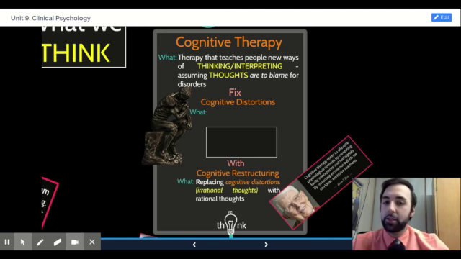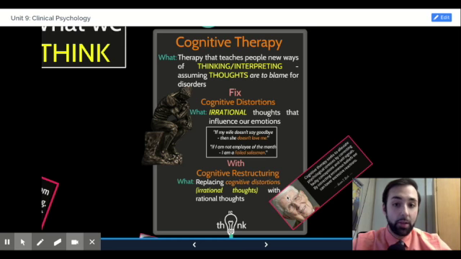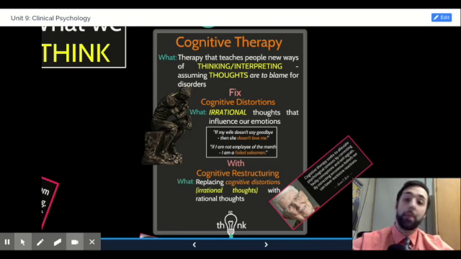Essentially, what a cognitive therapist does and believes is that patients exhibit what are called cognitive distortions, which are irrational thoughts, particularly irrational thoughts that tend to influence our emotions and our behavior. If we can fix those irrational thoughts, these cognitive distortions, through a process known as cognitive restructuring, the patient can walk out of therapy with this new frame of mind, this new manner of interpreting the world around them, and maybe potentially see a reduction in their symptoms.